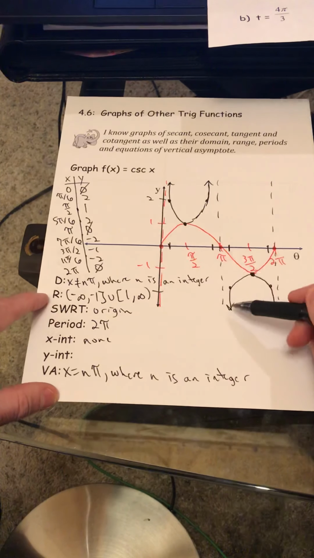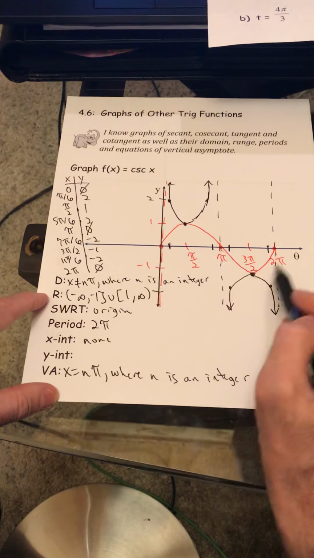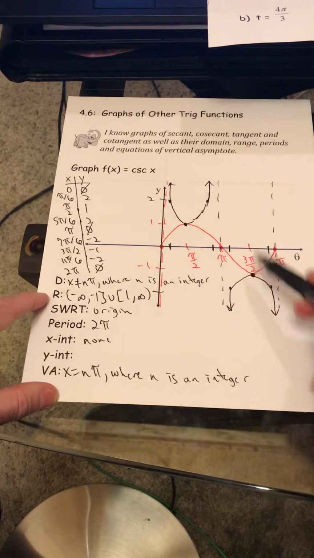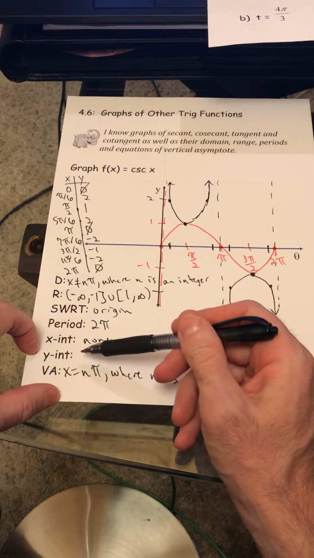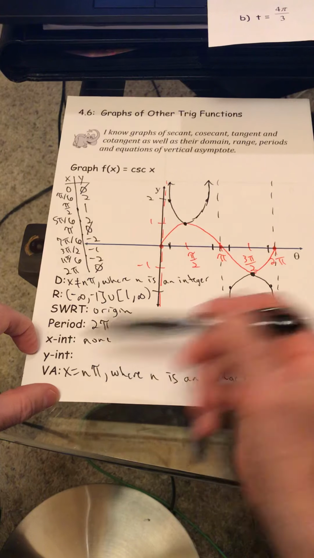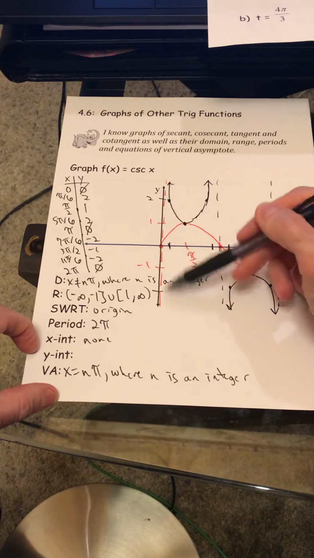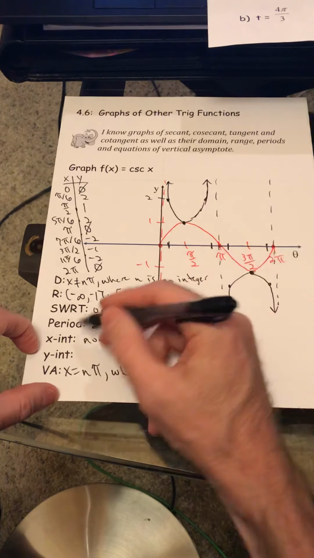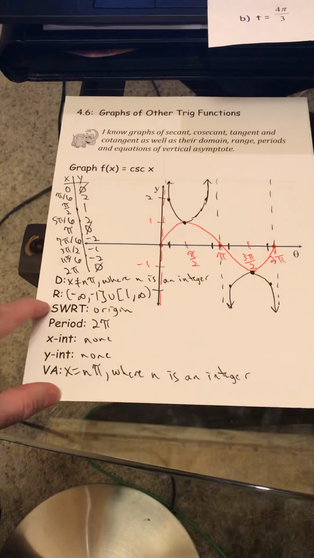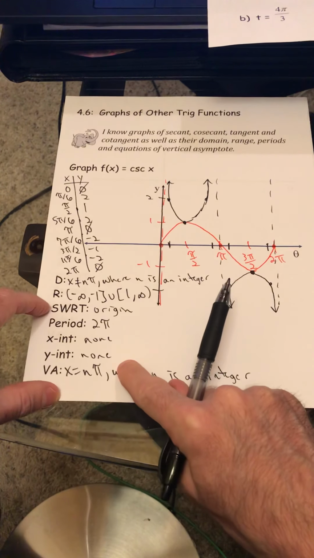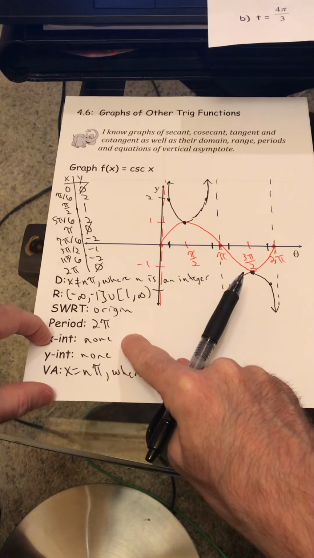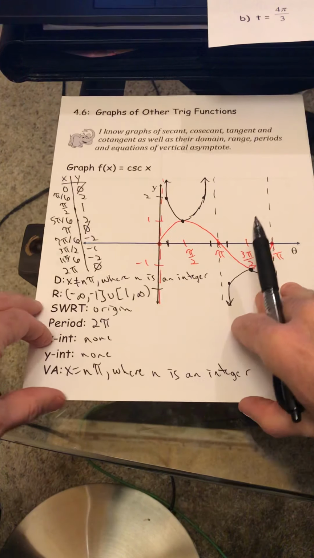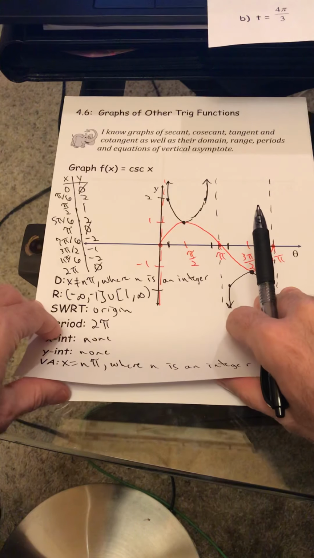These black curves, again, we're not worrying about the sine wave, but these black curves will never cross the x-axis. Your y-intercepts: well, because the y-axis is one of the asymptotes, there is no y-intercept. You can only have one y-intercept. You can have multiple x-intercepts. So that's the graph of cosecant.